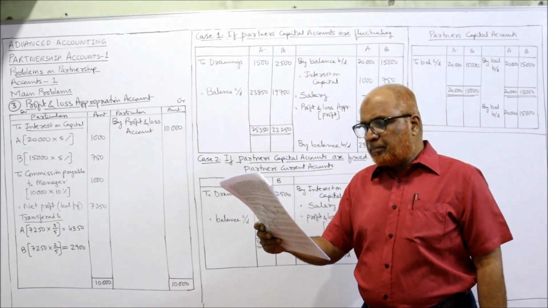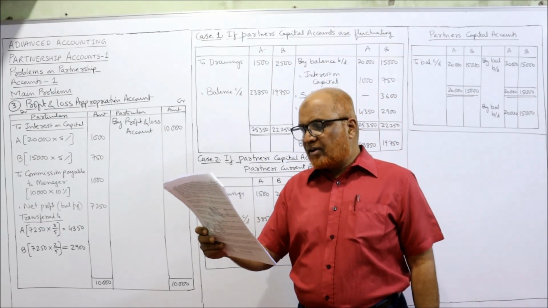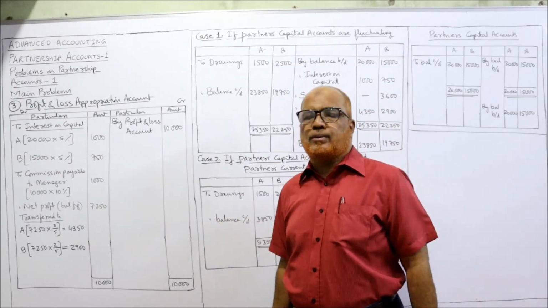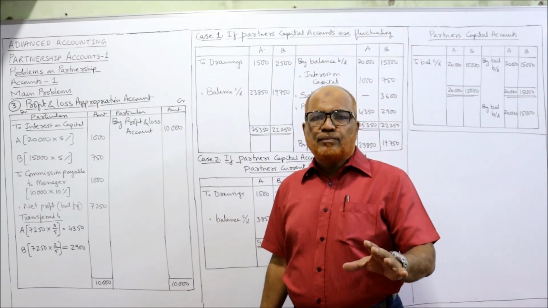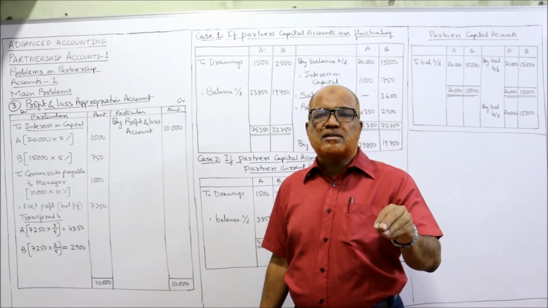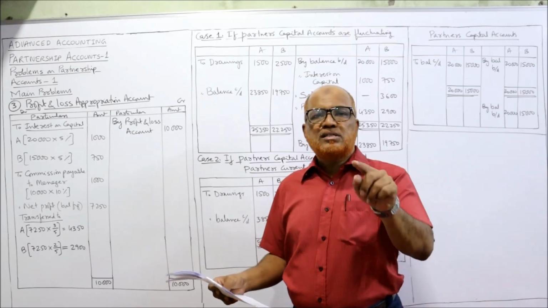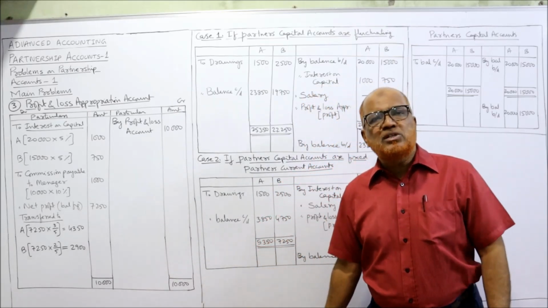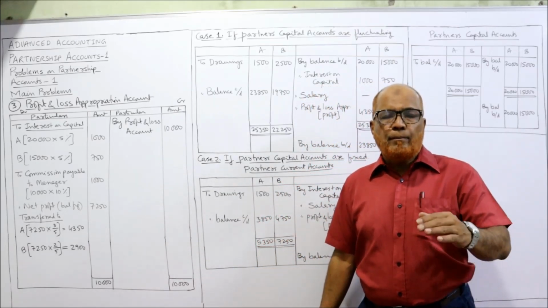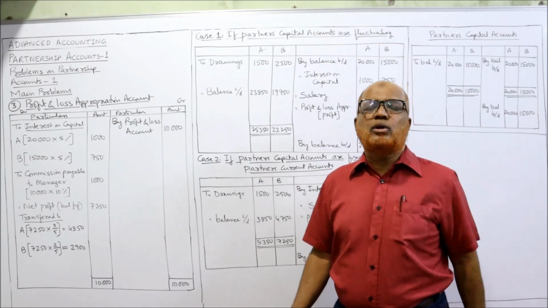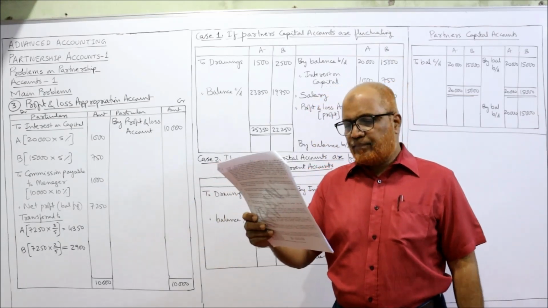A provision of 10% on this amount is to be made in respect of commission to manager. There is a manager who is to be paid 10% commission on profit. The profit is 10,000. On this 10,000, 10% means 1,000. So commission to be paid to the manager is 1,000. Now we have to charge.